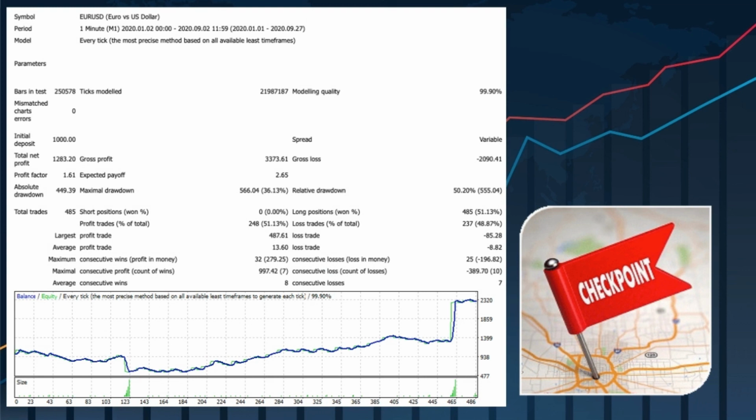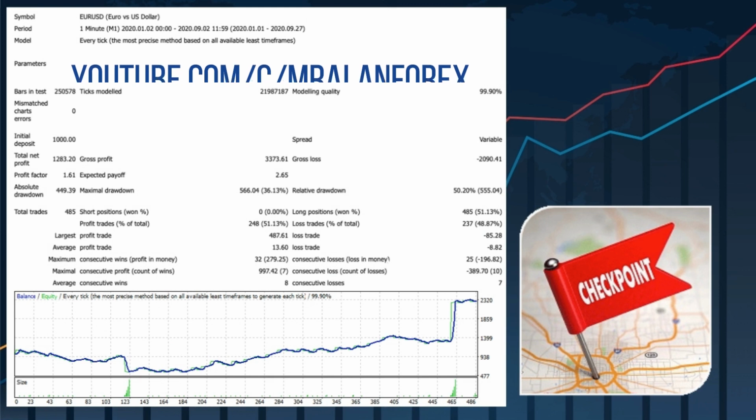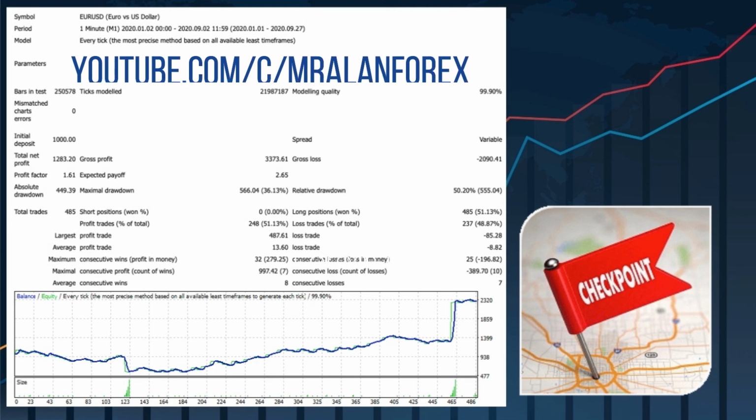Okay, and this is the backtest in more detail. This is the output from the strategy tester using tick data and Tick Data Suite to get 99.9% modeling quality. As you see, it is euro dollar on the 1 minute time frame. We start this on the 2nd of January until the 2nd of September, and you can see there starting off with $1,000 initial deposit. The total profit is 1,283, which means the total amount at the end of this backtest is 2,283. Profit factor 1.61, which is pretty good.